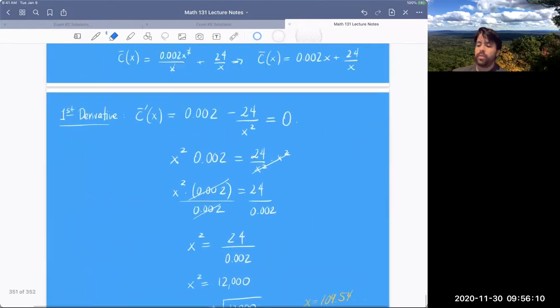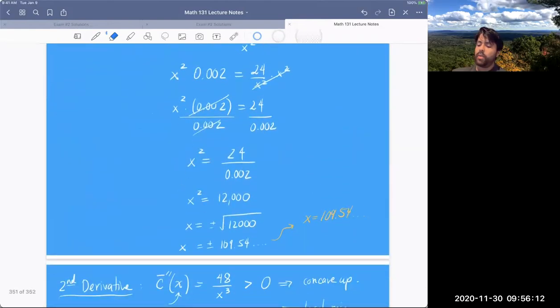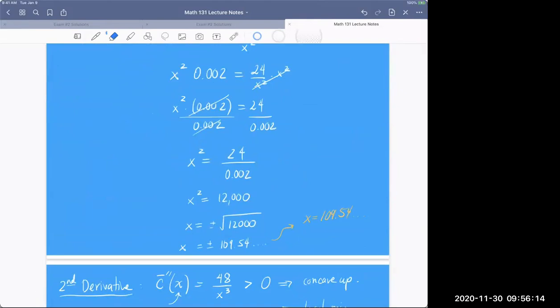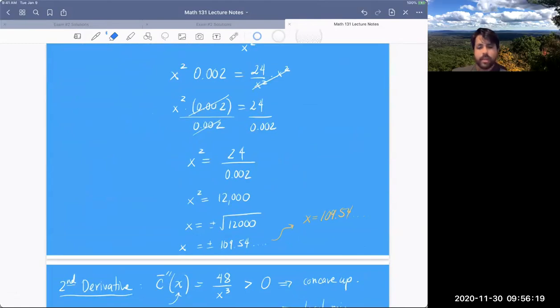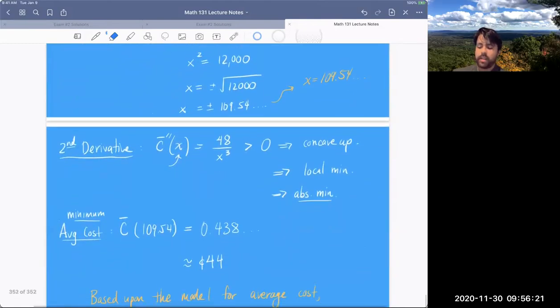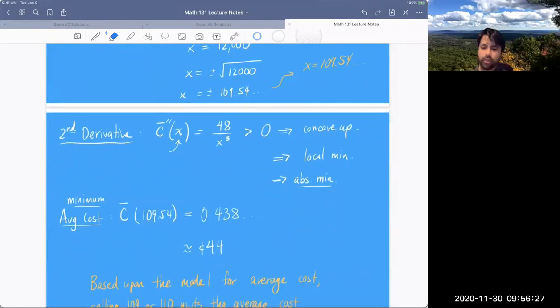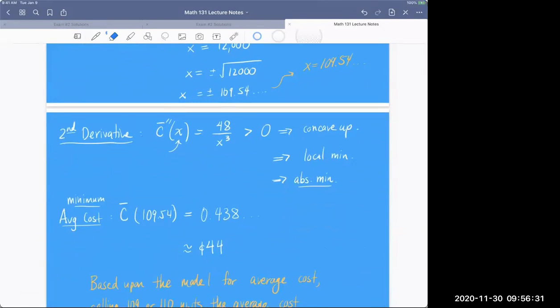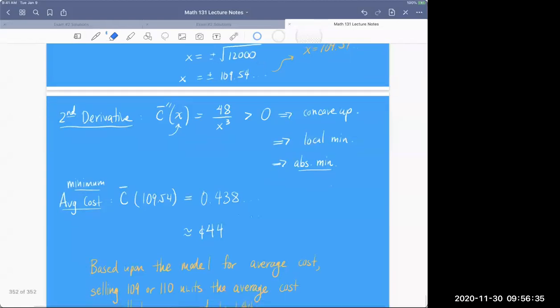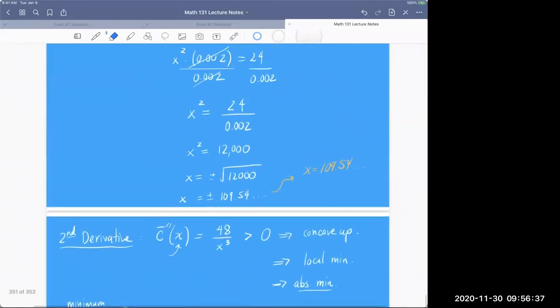Because the derivative was used to find the x value, the production level, that makes the derivative equal to zero. So if I plug it into my derivative, it would equal zero. Plug it into my original function, which is the average cost function, and I get the average cost for that unit. So it would be 44 cents if I were to sell between 109 and 110 units. Thank you for that. We have to make sure that's clear.